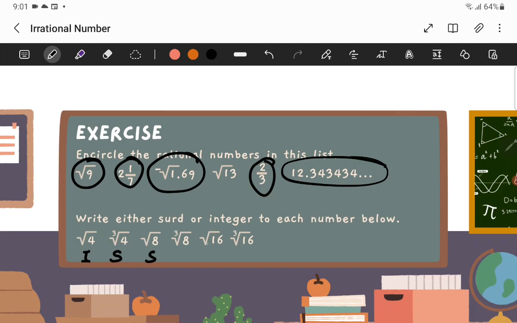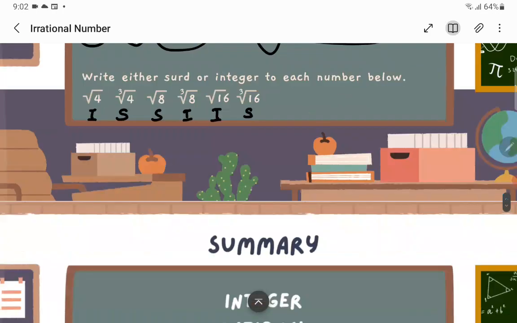And then cube root of 8 will give you 2, so this one will be an integer. Square root of 16 will give you 4, so this one will be an integer. And cube root of 16 will give you an irrational number. And since the root symbol is being used, this one is called a surd.